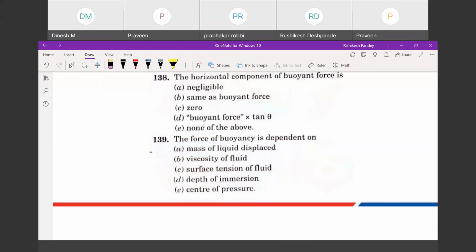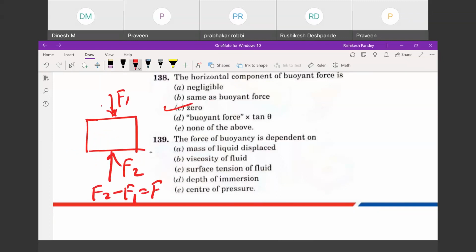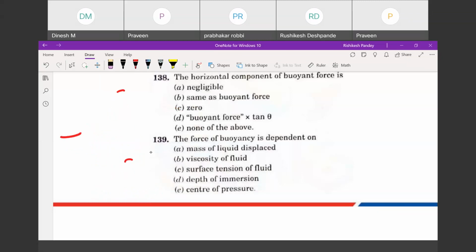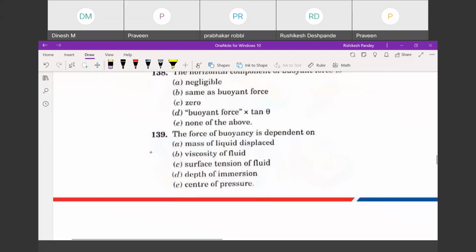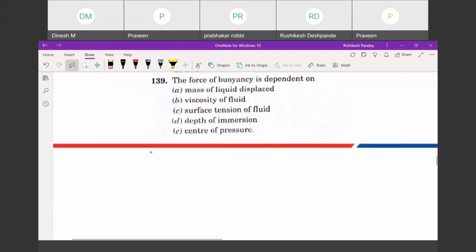I've explained, na? So horizontally, only the difference of vertical forces matters. If this is F1, this is F2, then F2 minus F1 is your buoyancy force. Horizontal components cancel out each other. Okay. This force of buoyancy depends upon. Again, the same question is here. Mass of liquid displaced.